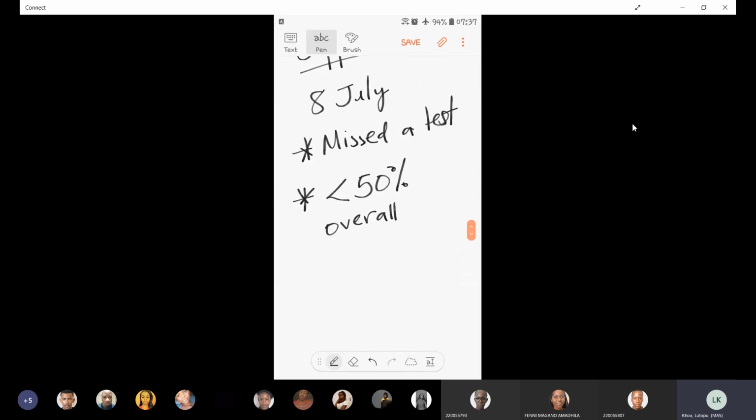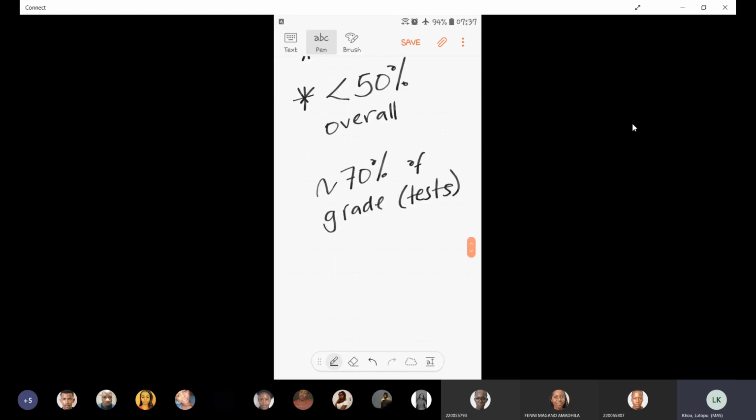Okay, so you calculate the average of your tests. The average of your tests should be about 70% of your grade. This will come from the 3 tests, and then about 15% each from the tutorial tests and the assignment. If when you calculate that it is less than 50%, that means you have not passed the course, then you qualify to write the supplementary test. Otherwise, you do not write it.